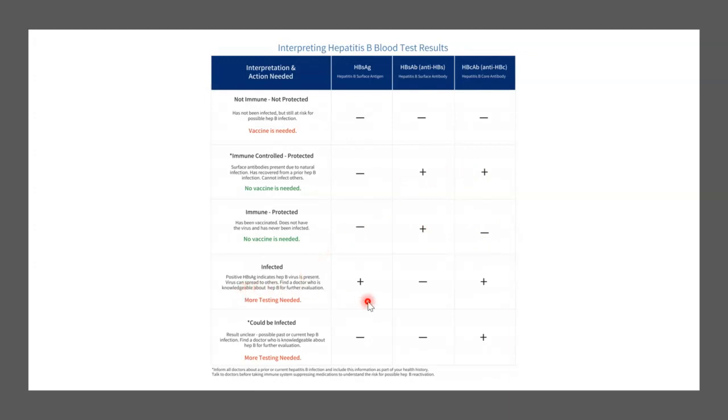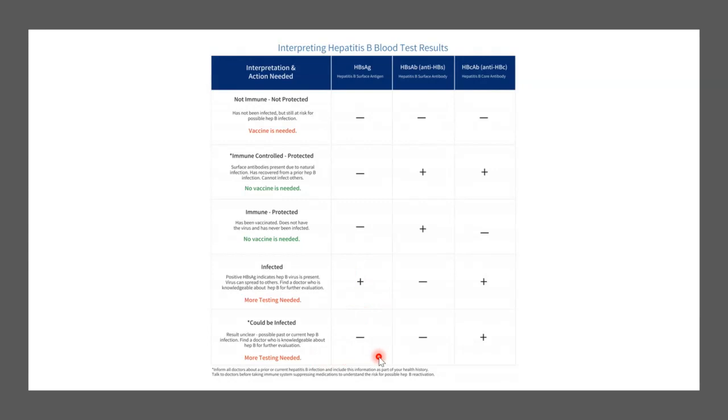Somebody's infected. Positive HBsAg indicates hepatitis B virus is present. Okay, that's what we need to go for. Then there's definitely going to need to be some more testing done, but that's an indication that hepatitis is present. Virus can spread to others. Find a doctor who's knowledgeable, get more of an evaluation. More testing is needed. Period.